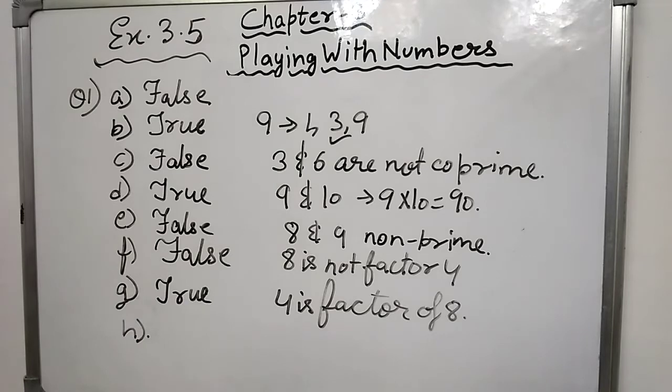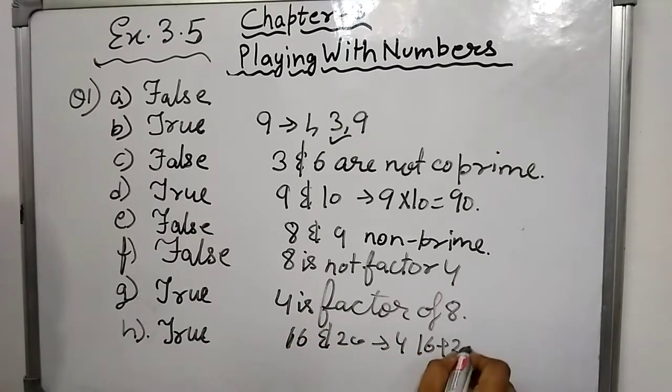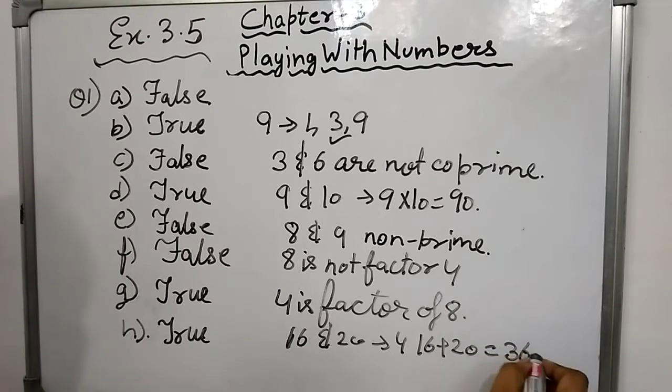Next, if a number exactly divides two numbers separately, then it must exactly divide their sum. True. If 16 and 20 are divisible by 4, then their sum 16 plus 20 is also divisible by 4.